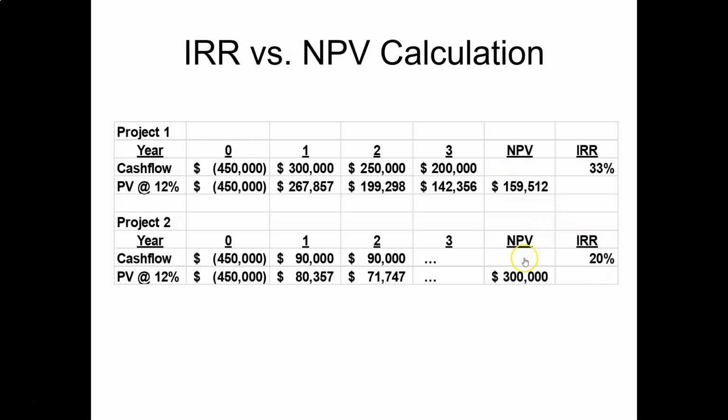So now we have a problem. The net present value is higher for the second investment project, but the internal rate of return is higher for the first investment project. Which one should we choose? We need to think about this problem.